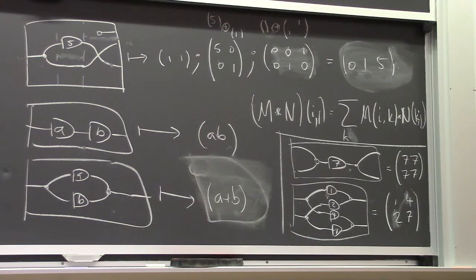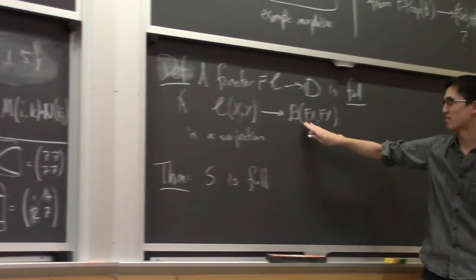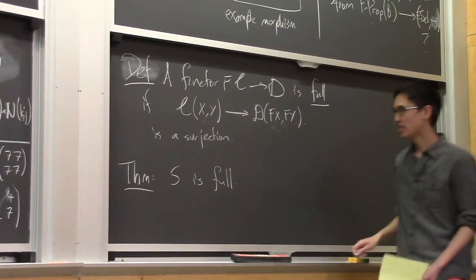And so in particular, using this bit of jargon, you can answer the question: does every matrix have a signal flow diagram? The theorem says that S is full. So it's always a surjection of Hom sets. The Hom sets are the matrices. So there's always something down here that maps onto that. There's always a signal flow diagram that represents any matrix you choose.